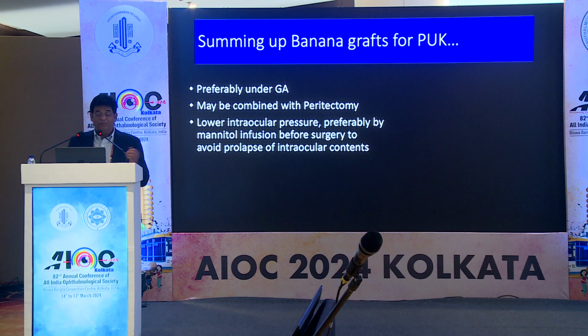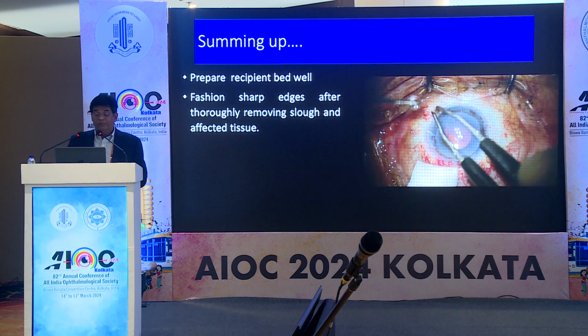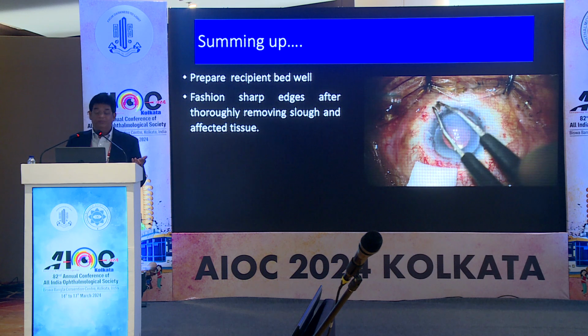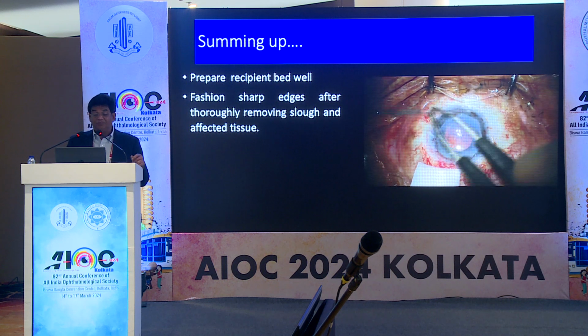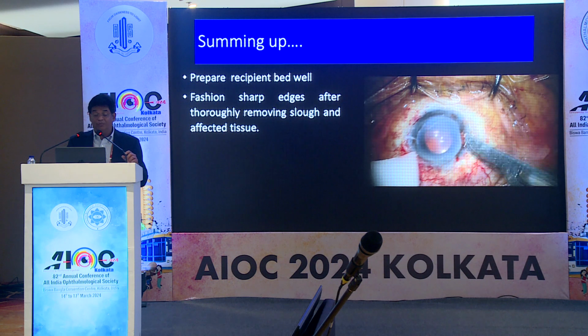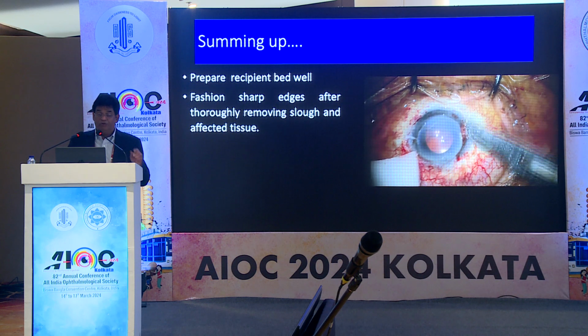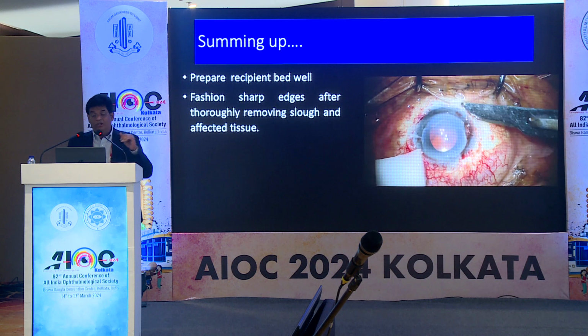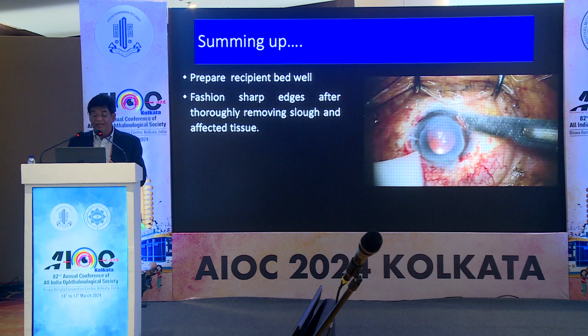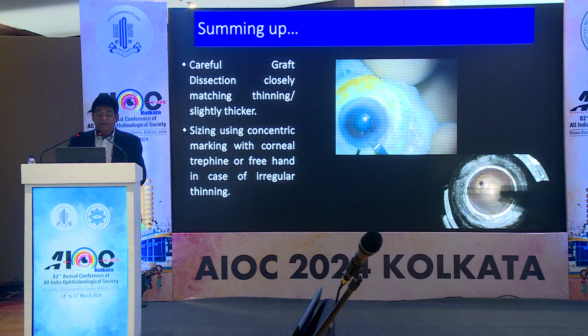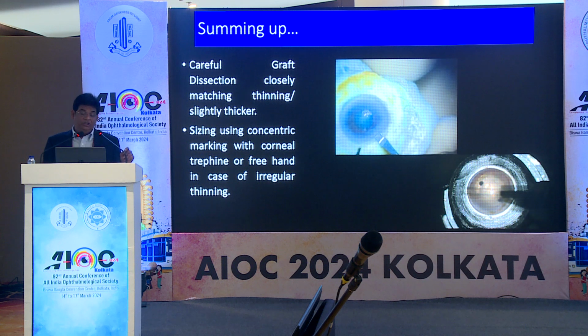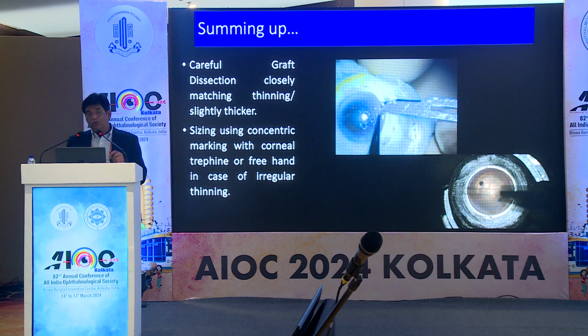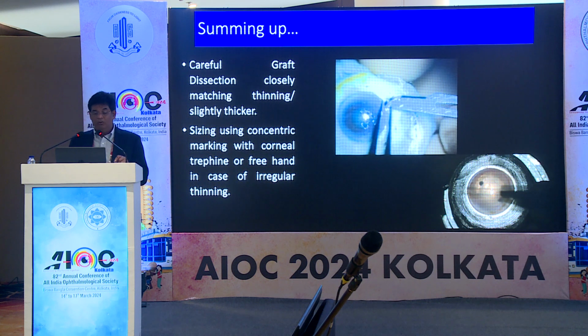As we know, peritomy has a role to play in PUK patients, and we should lower the intraocular pressure, preferably by giving mannitol before surgery to avoid prolapse of the intraocular contents. So we should prepare the recipient bed well, and we should fashion sharp edges after thoroughly removing the tissue, using a blade. And then there should be very careful dissection of the donor eye, whether it is mounted on an artificial anterior chamber or whether we are using a whole globe.